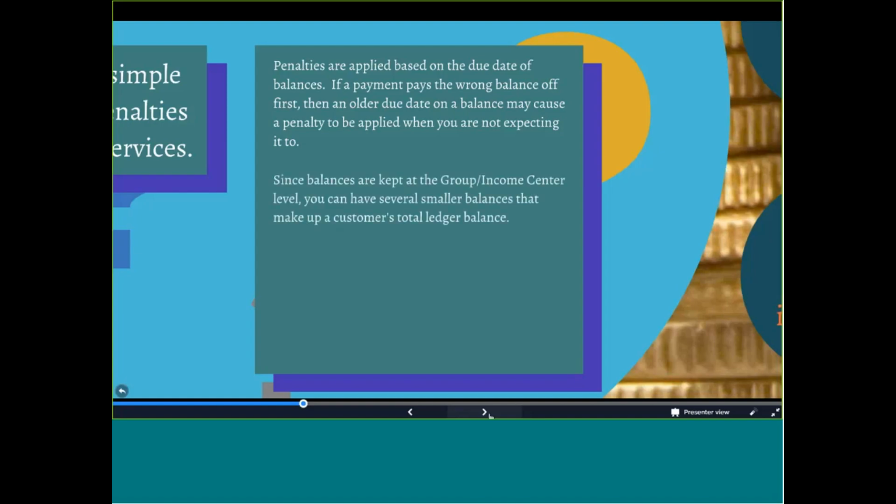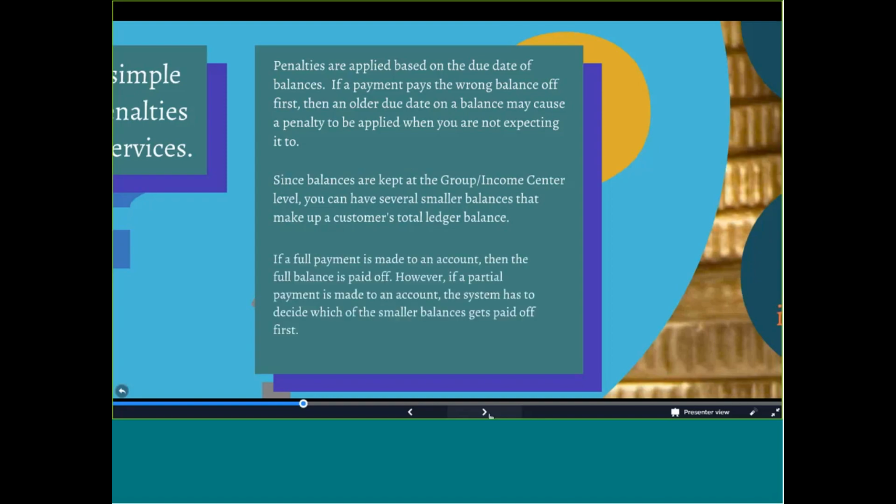Since balances are kept at the group and income center level, you can have several smaller balances that make up a customer's total ledger balance. If a full payment is made to an account, then the full balance is paid off. At that point, when the payment is made to an account, the system is actually doing a redistribution of credits, or the initial distribution of credits of that payment. So it's paying your income centers according to the payment priority. But since it's a full payment, it's going to pay everything to zero, which means it's going to pay all of your groups and income centers off.